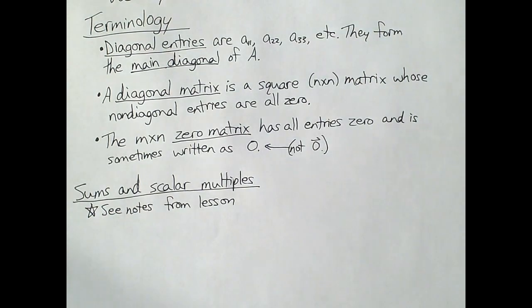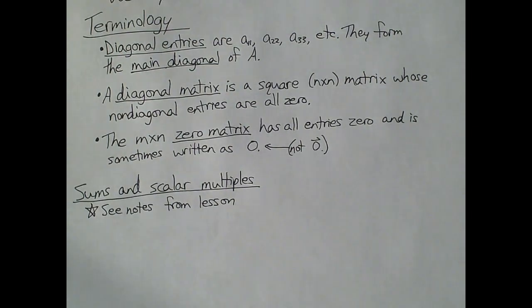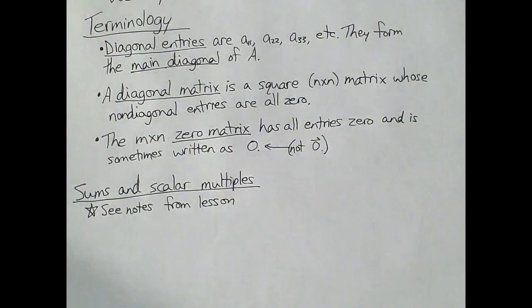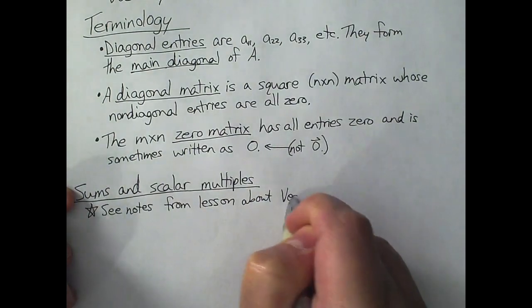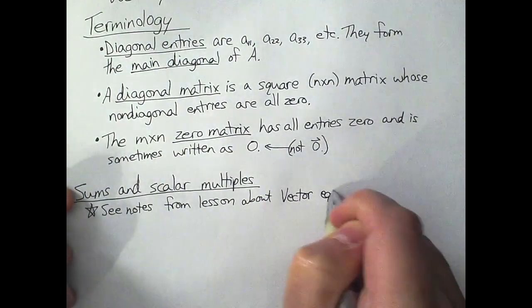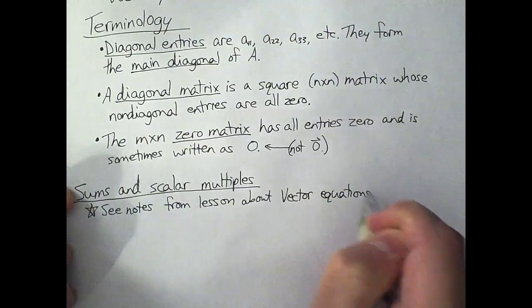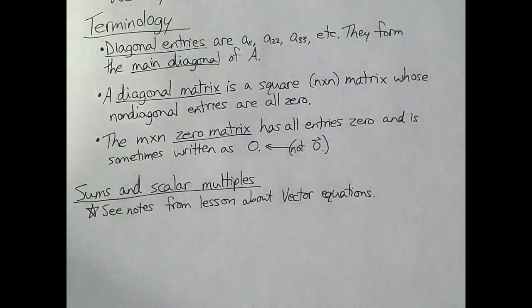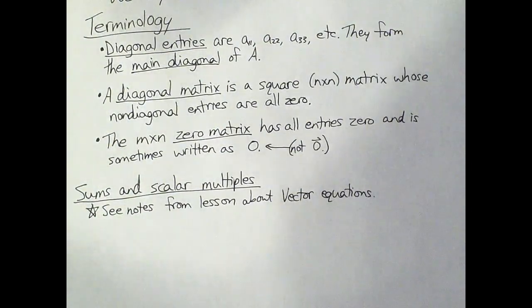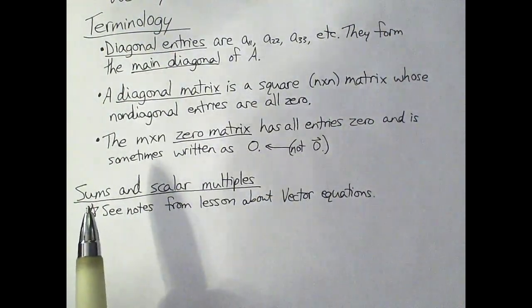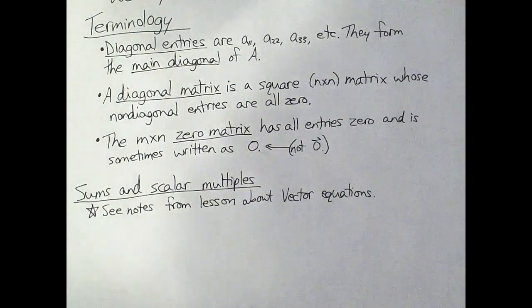Let's see what this lesson was called. All right, this was in the video and lesson about vector equations. All right, so this was a while ago. We also talked about what it means for two matrices to be equal to each other. So we know what it means for two matrices to be equal, and we know how to add two matrices, and we know how to do a scalar multiple of two matrices.